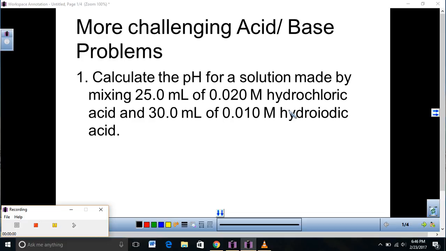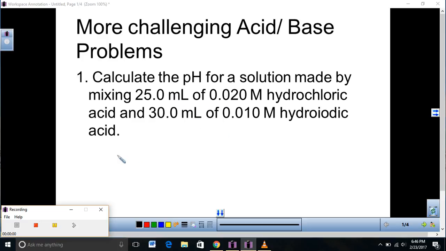So the two acids are not going to chemically react with one another, so I wouldn't write a reaction with hydrochloric acid plus hydroiodic acid. So there must be something they're sharing in common, and they both have the hydrogen ion, which is what we need to find pH. So your first step, because you can't just add molarities together, because when you add the volumes together, the molarity is going to change, because molarity is moles divided by the total volume. So you're going to convert both of these to moles.